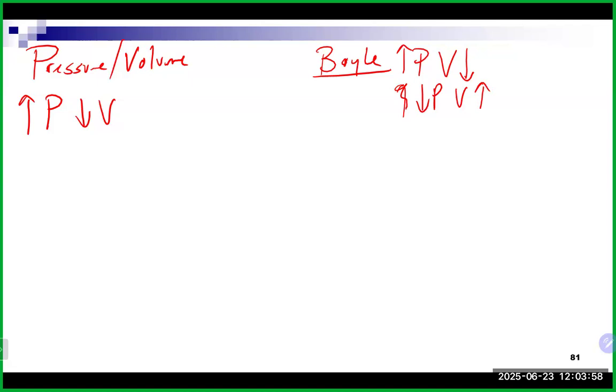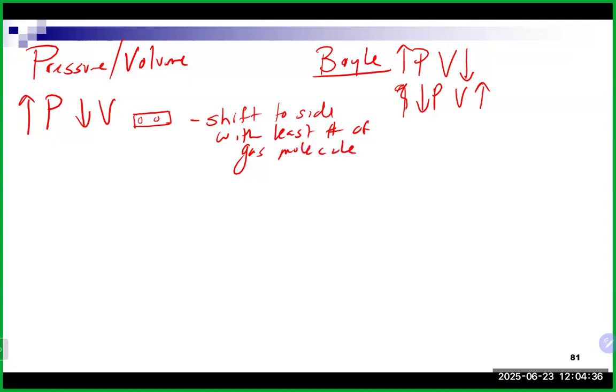So we kind of want to bring it back down, because it went up. And obviously, if I have a much smaller volume in this case, would I need more or less gas molecules to bring the pressure back down? I would need less, right? So we would need less gas molecules to fill this small volume. That would bring our pressure back down. So what happens in this case is it will shift to the side with the least number of gas molecules. And that obviously is reaction dependent.